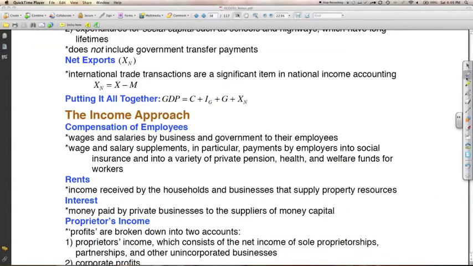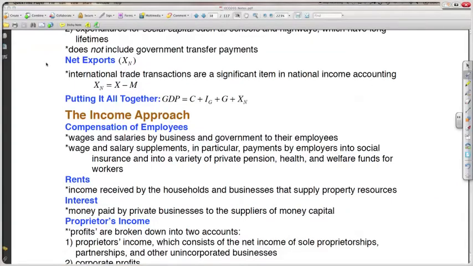Lastly, we have net exports. Use net exports with a lowercase n and an X. It's the idea that international trade transactions are a significant item, so we have to include it. Our net exports would be X, our exports, minus M, our imports.